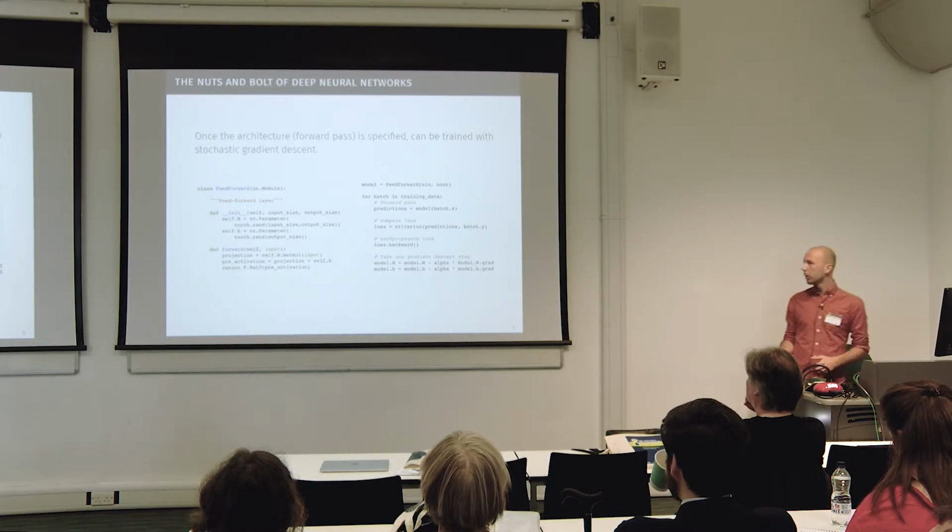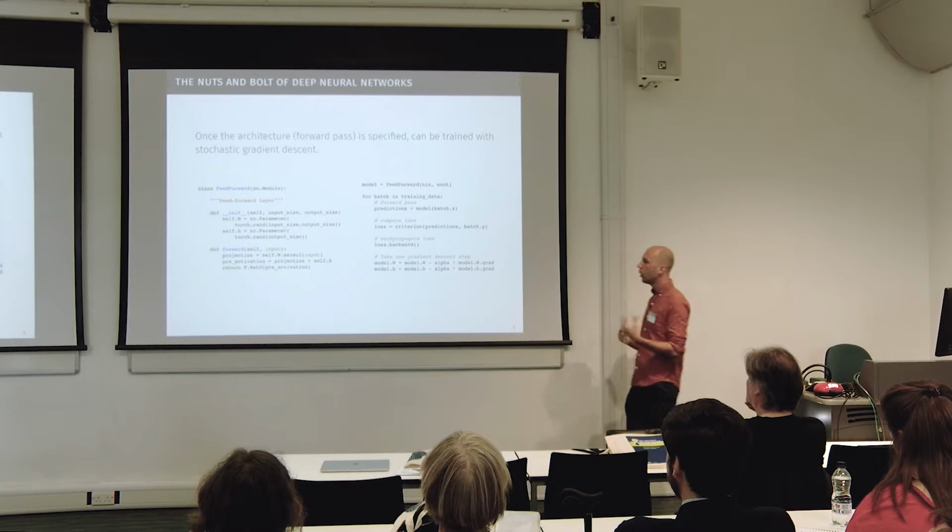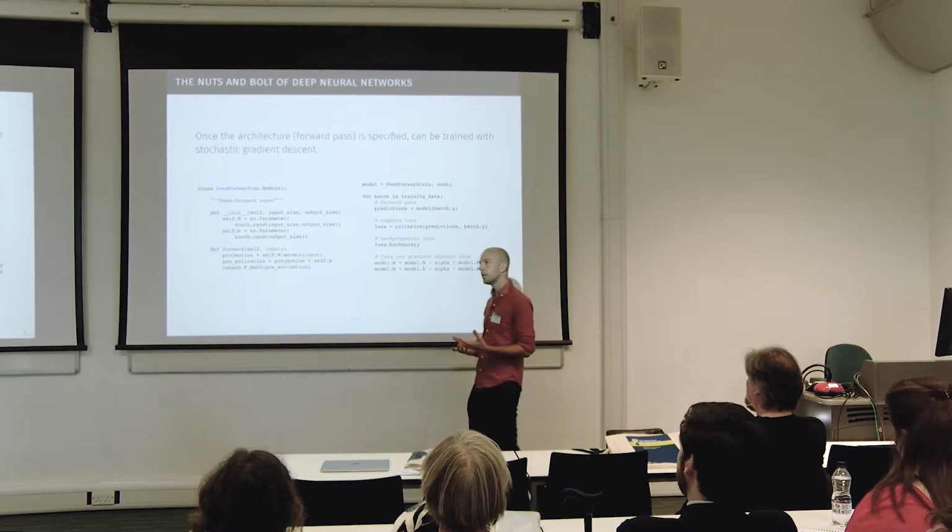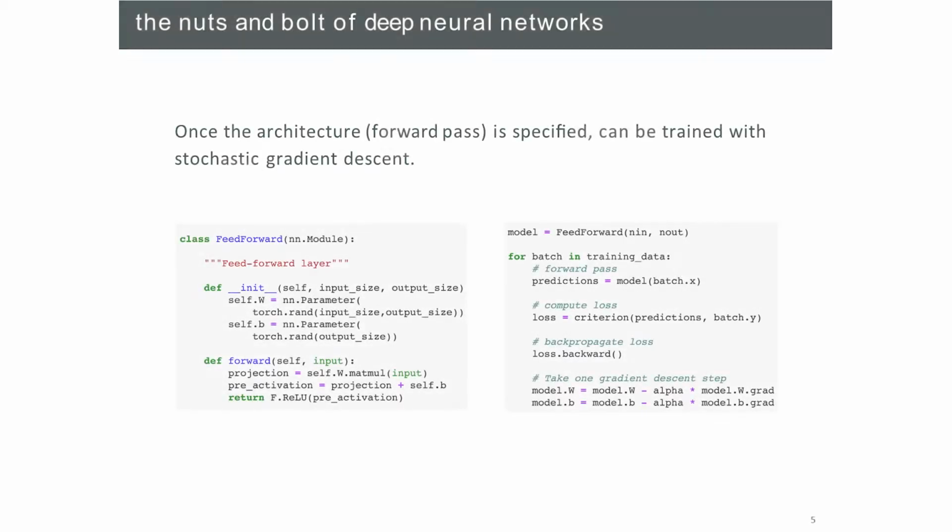So this is some pseudocode in PyTorch, just to give you an idea of what this might look like when you do this as a researcher. This code here on the right specifies the feed-forward model. You have the parameters W and B, and the only thing you have to write out is the forward computational graph. That's how you go from input to output, how you get your predictions.